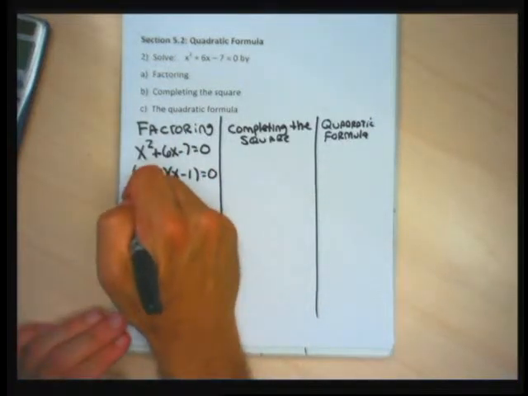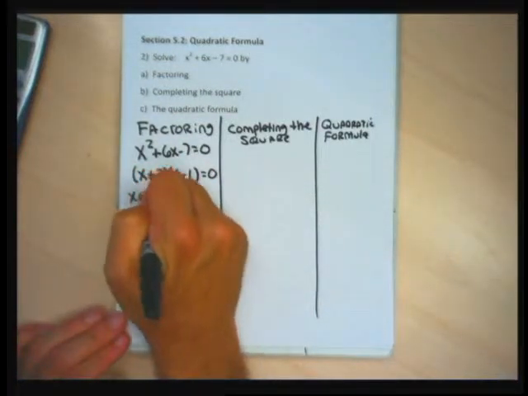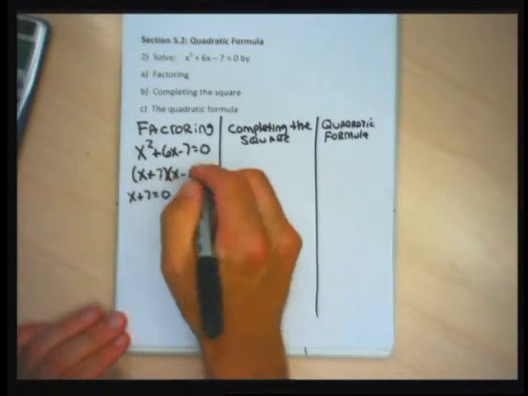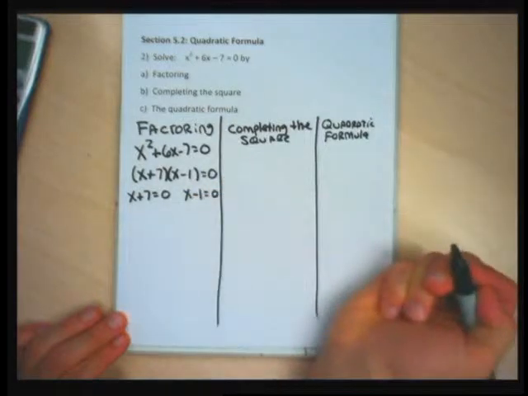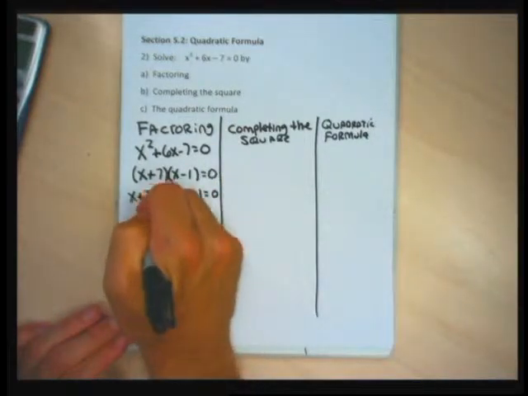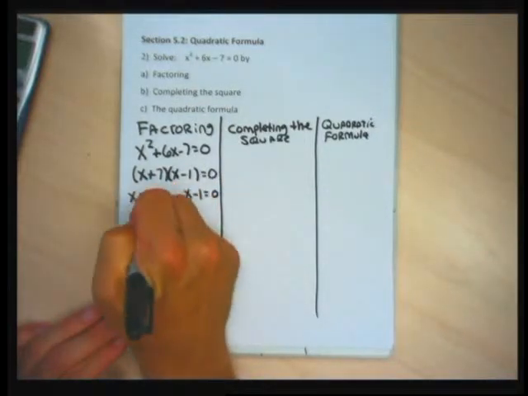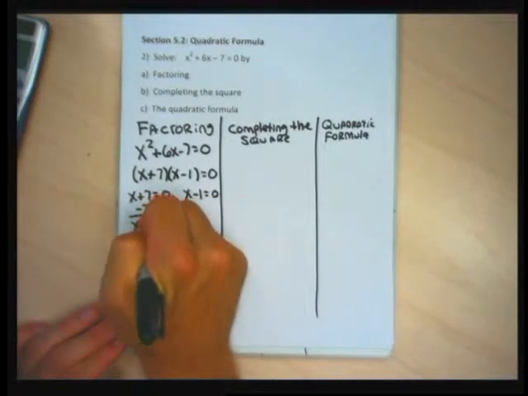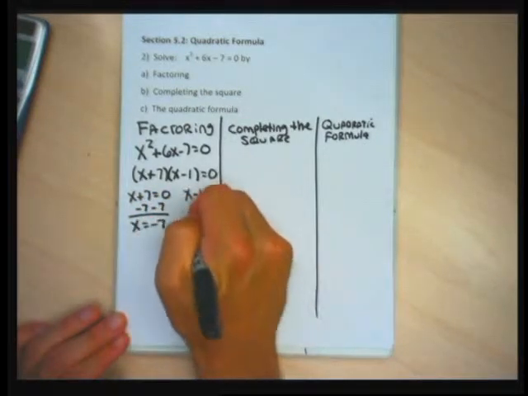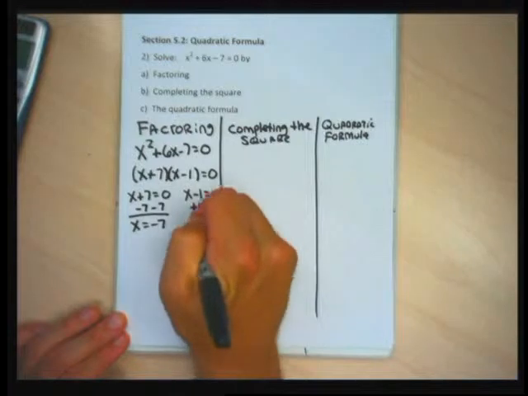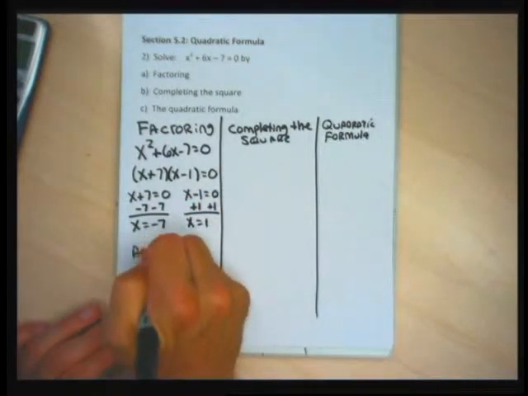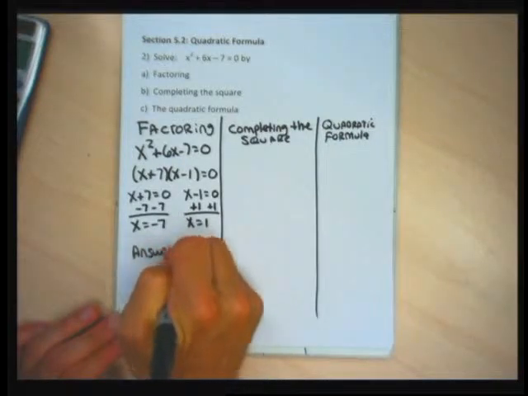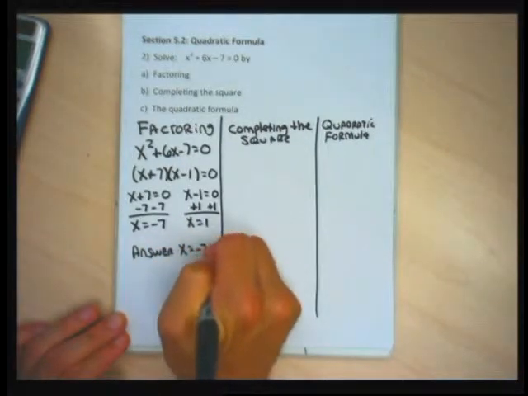If you're solving by factoring, once you get the problem set equal to 0 and factored, then you split the factors up and set each one separately equal to 0. The x plus 7 factor, I'd minus 7 from both sides and get a solution of negative 7. The x minus 1 factor, I add 1 to both sides and get a solution of 1. So I'd say the answer to this is x equals negative 7 and 1.